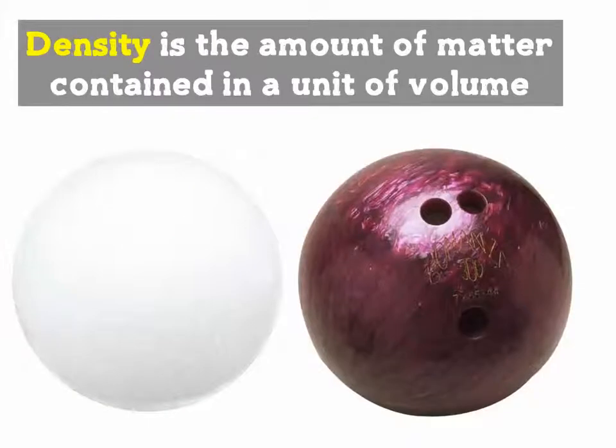Another physical property that we'll go into detail about is density. Density is how much matter is contained in 1 unit of volume. So obviously this styrofoam ball is roughly the same size as the bowling ball, but the styrofoam ball will be much lighter and easier to pick up than the bowling ball because there's more mass packed into every unit of volume of this bowling ball. The way the styrofoam ball is structured, there's not as much matter for every unit of volume.